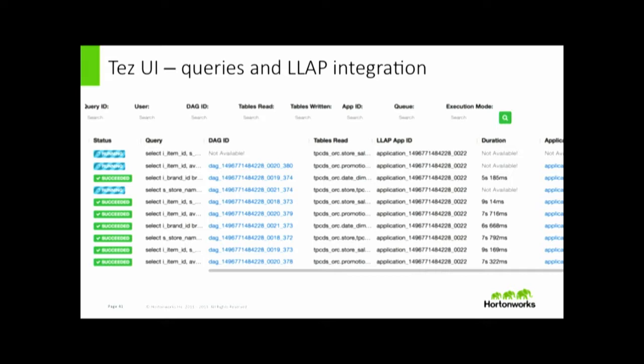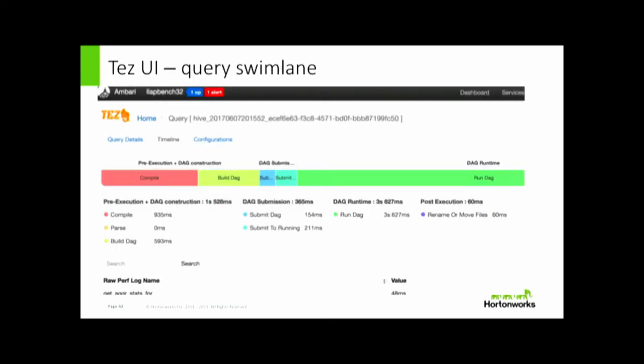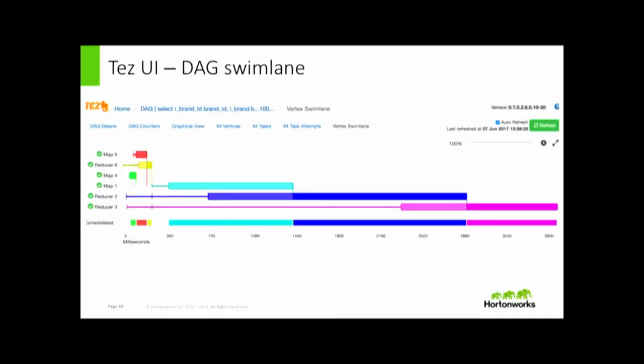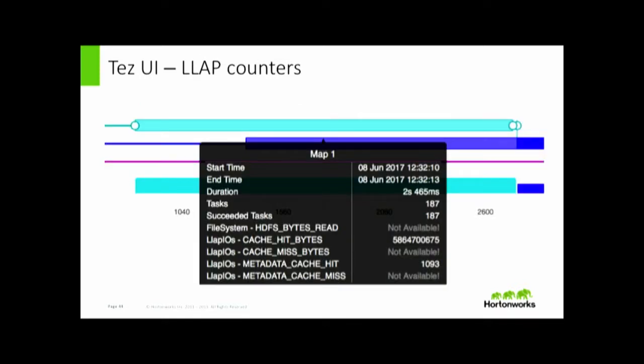We have Tez UI integration with LLAP. On this screenshot, you can see that queries are running, and you can see the LLAP application ID, so they're running in LLAP. Some other cool things in Tez UI are the query swim lane, which shows you where the time went for execution, compilation, et cetera, and a DAG swim lane, where within this query execution time, you can see which mappers and reducers ran, how long they took, and what the critical path of the query was, like where the time is going. In this DAG swim lane for LLAP, you can also see LLAP counters. For example, in this case, you can see that Map 1 actually had a 100% cache hit rate and metadata cache hit rate, so it didn't read any data from HDFS at all.